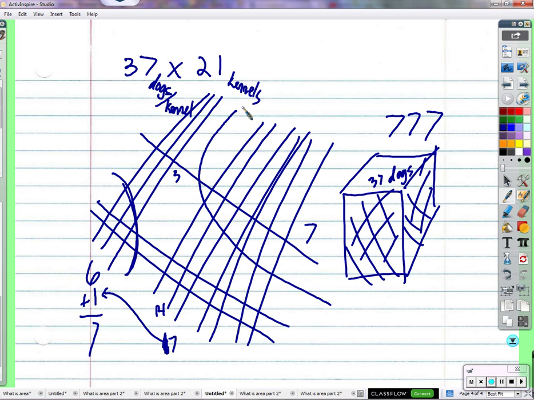Well, here's another way that we can visualize multiplication as well. Just simple area. 21 along this side, 37 on this side. We multiply 21 by 37. What does that tell me about this rectangle? It's a big rectangle, 21 by 37. So when I multiply 21 by 37, I get 777. What is that? The area of the rectangle. That's a big kennel.